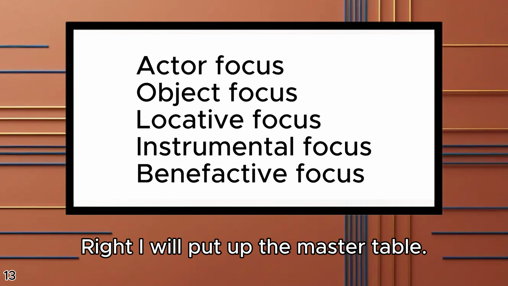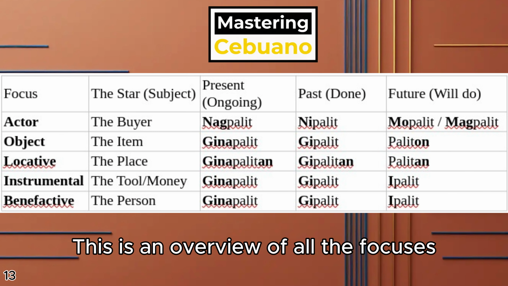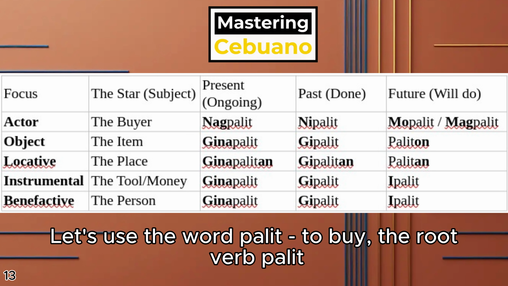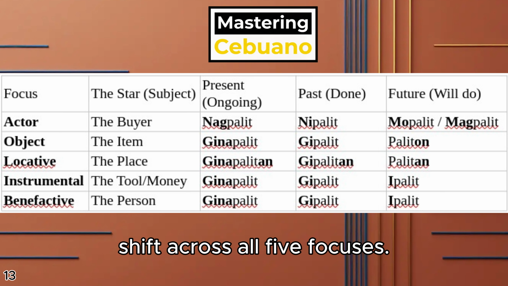Right? I will put up the master table. This is an overview of all the focuses for all the tenses. Let's use the word palit, to buy, the root verb palit, to see how the prefixes and the ang marker shift across all 5 focuses.